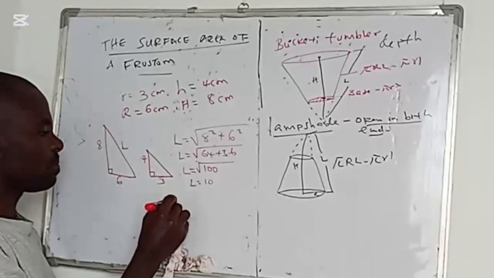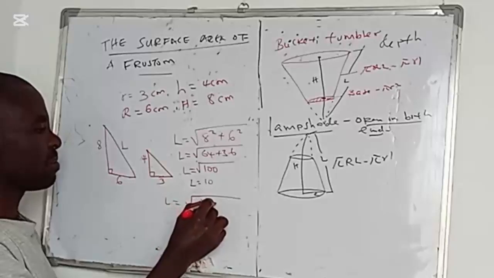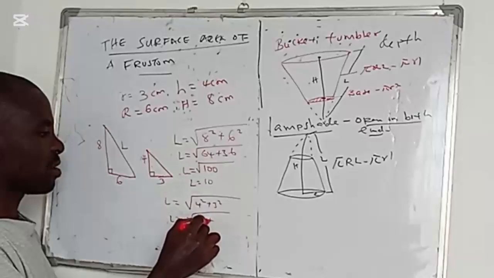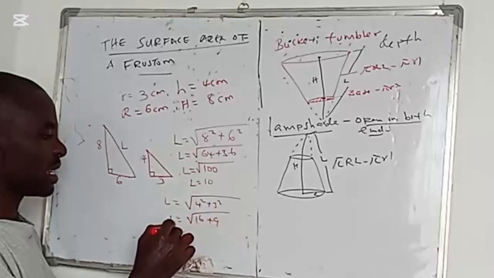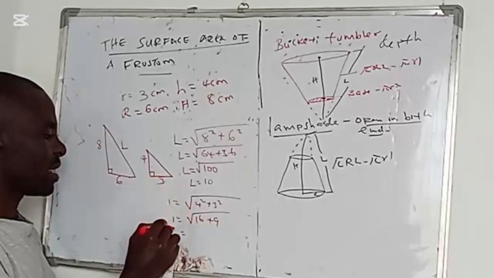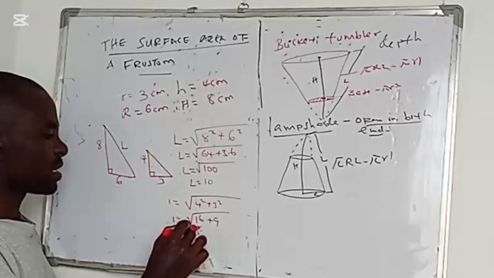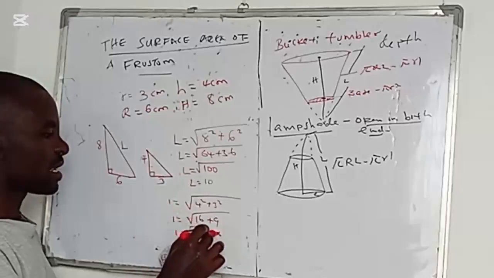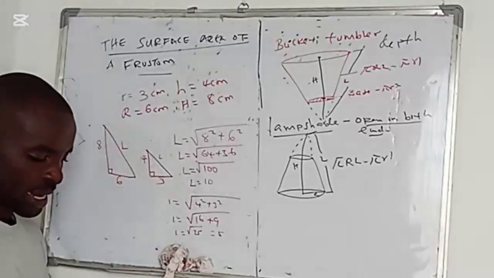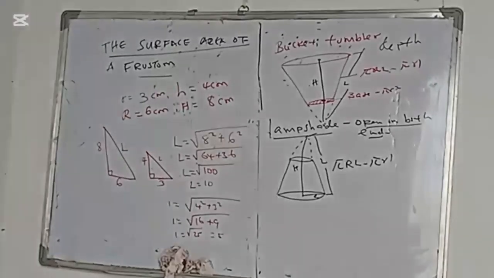For the small one, the same formula applies. It's 4 squared plus 3 squared. So l squared is 16 plus 9. So small l, let me use the one that looks like a stick, l. So the small one is the square root of 25, which gives us 5. Therefore, our capital L and our small l are given as such.